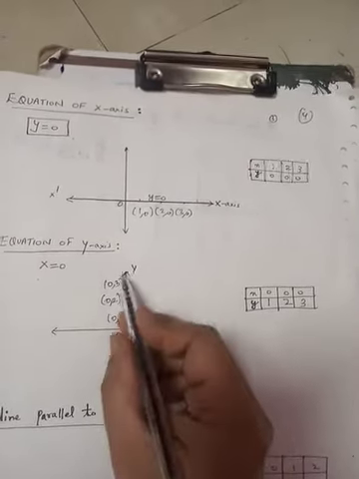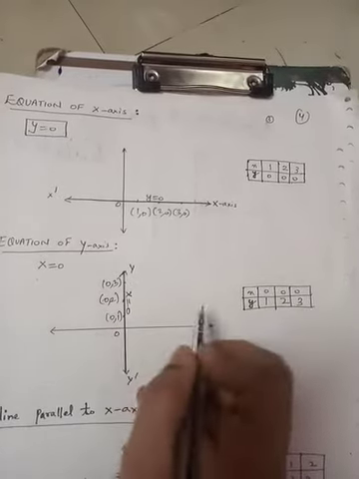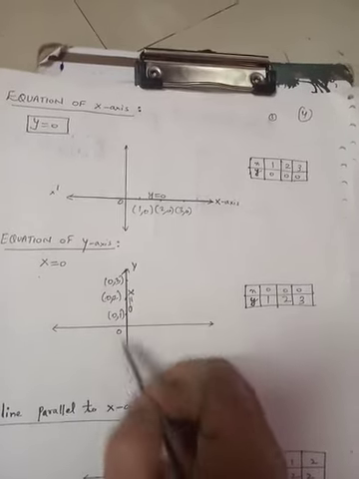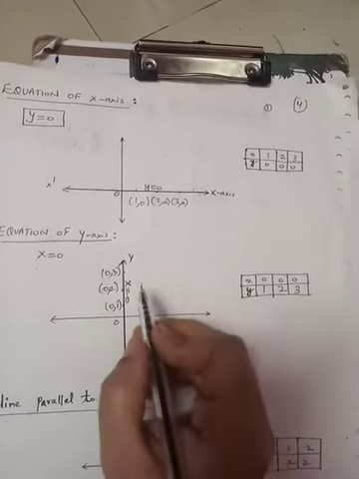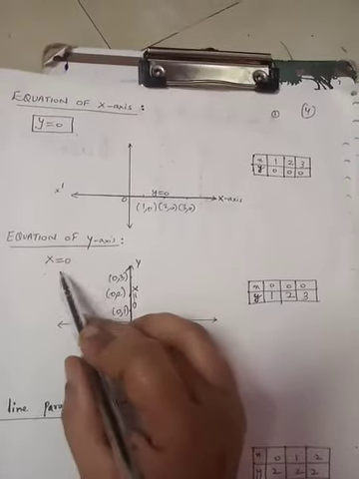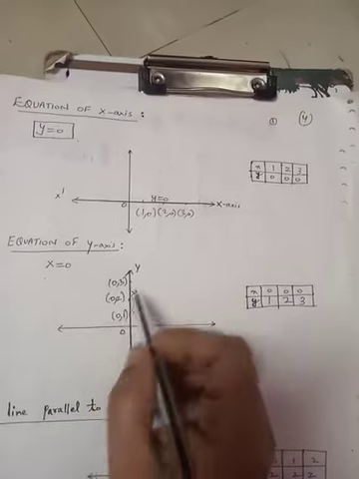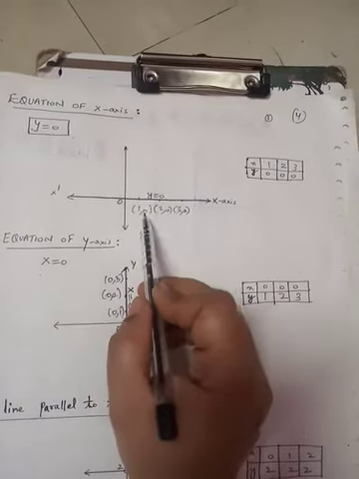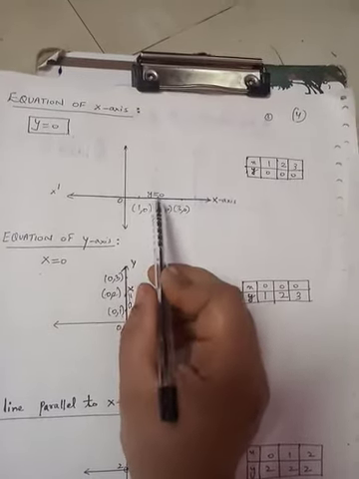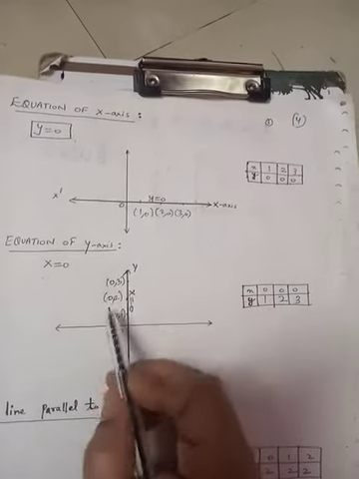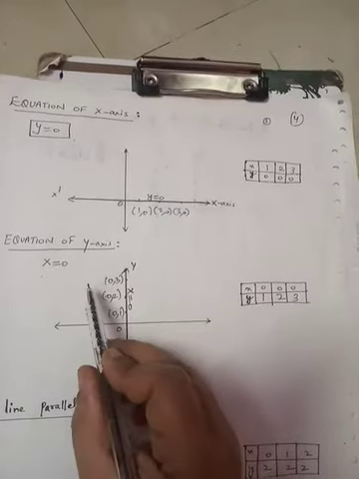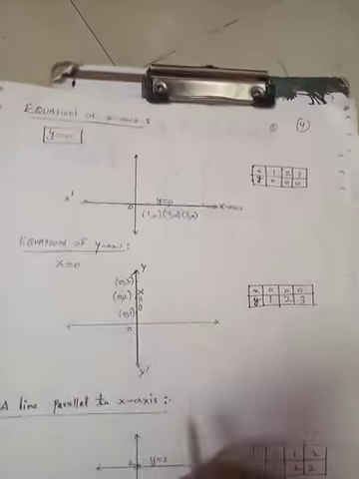When you represent them on the Cartesian plane, you will get this axis, that is your y-axis, and the equation becomes x is equal to 0, because on the y-axis your x coordinate is 0. On the x-axis your y coordinate is 0. So the equation is y is equal to 0. Here the equation is x is equal to 0 because your x coordinate is 0.